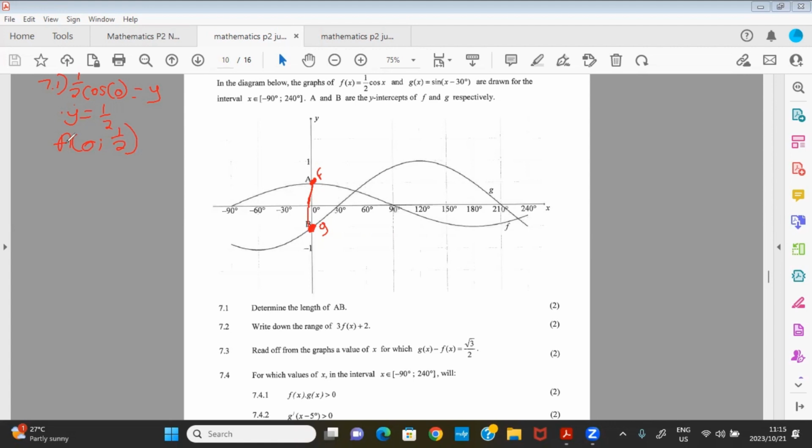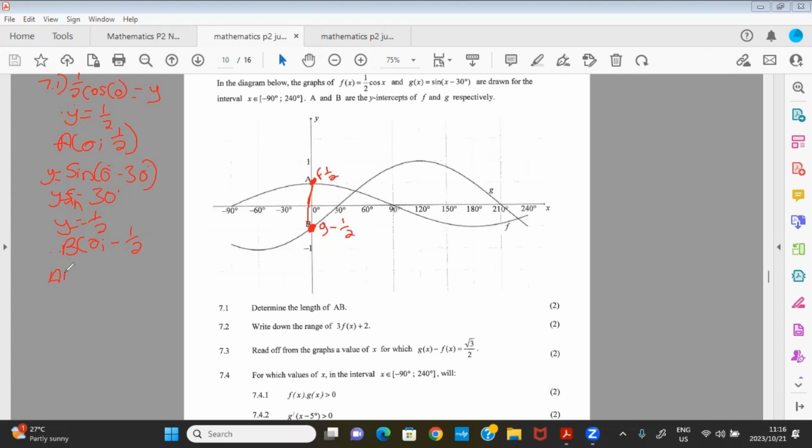For B, that is my graph of g there. So I'm going to have y equals sine of 0 minus 30 degrees. It's basically sine of minus 30, and that's going to be negative half. So my B is going to be 0 and negative half. Here I have positive half, negative half.